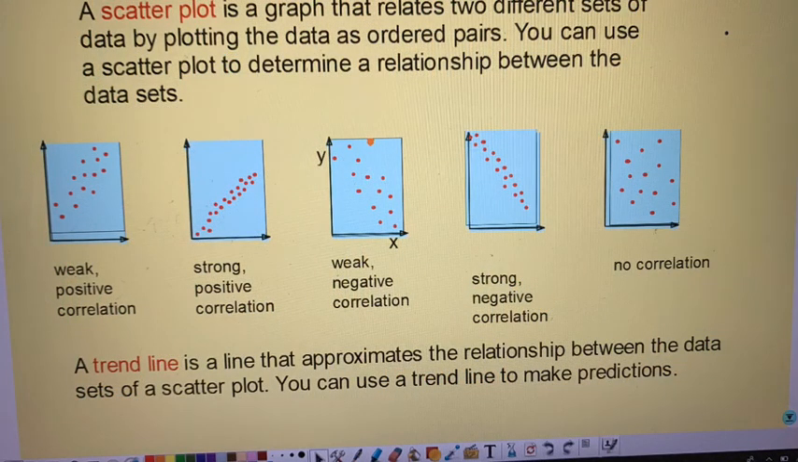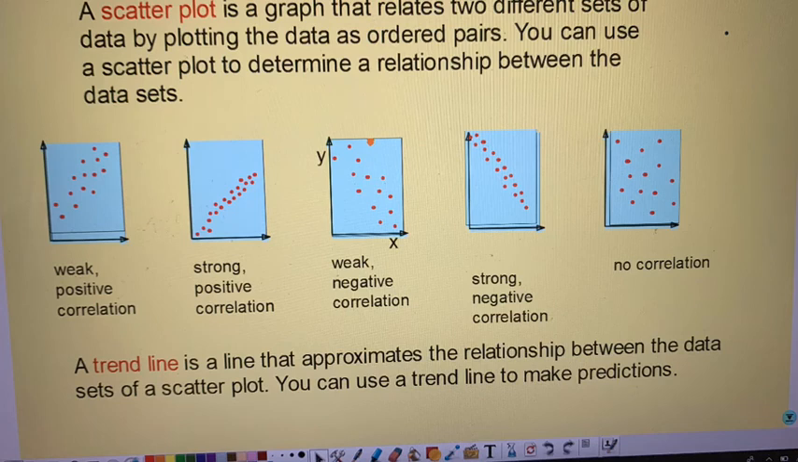I can see that I have all kinds of different relationships. I can have a weak positive relationship. I can have a strong positive relationship, showing that the points are getting very, very close together. Weak negative or strong negative. Again, the difference is one has the dots more spread out, and the other has the dots more evenly spaced closer together. And then I can have no correlation whatsoever.